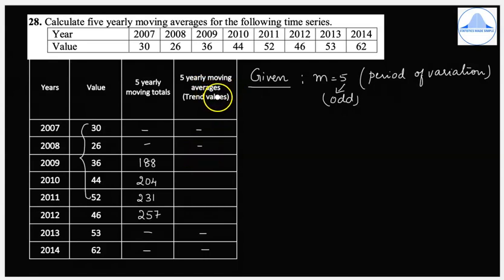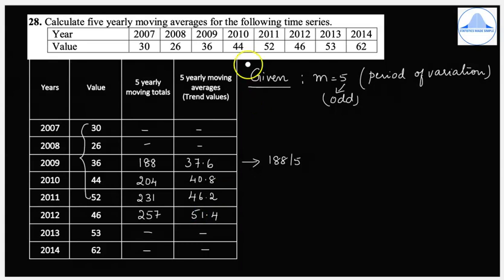Averages means you have to divide. Because you added 5 values, now you have to divide by the number 5. Okay, I'll just show the calculation here. It is 188 divided by 5. So you get 37.6. Similarly, 204 divided by 5, you will get 40.8. Next is 46.2, and then you will get 51.4.